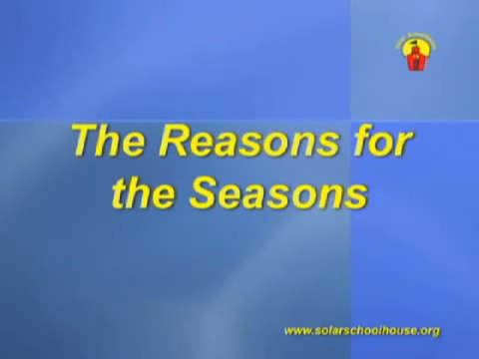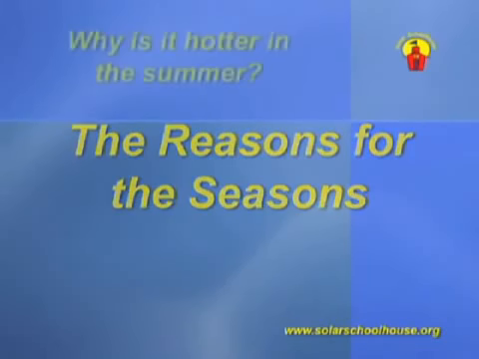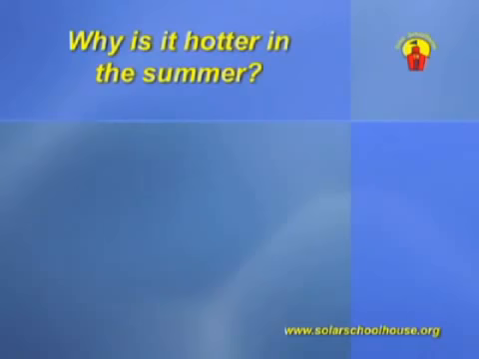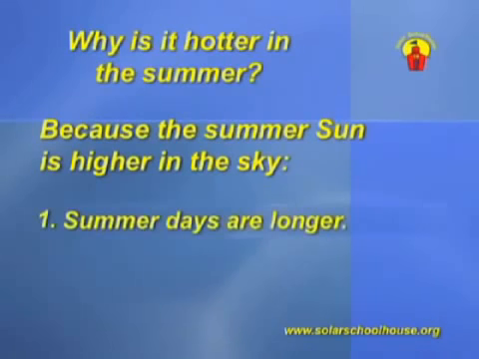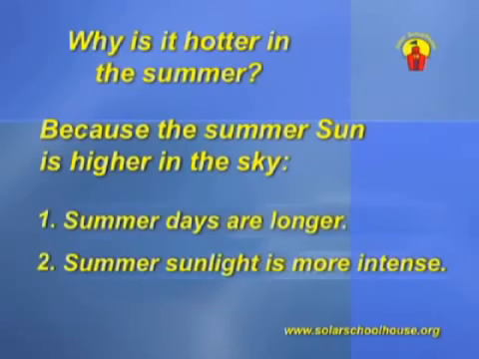We all know it's hotter in the summer, but why is that? You might think it's because the Earth is closer to the sun, but actually the opposite is true. Besides, when it's summer in the northern hemisphere, it's winter in the southern hemisphere. So why is it hotter in the summer? It's hotter in the summer because the sun's path is higher in the sky. This results in two things. It makes the days longer, and it makes the summer sun more intense.